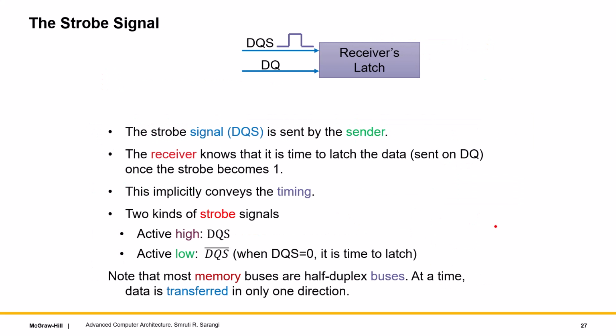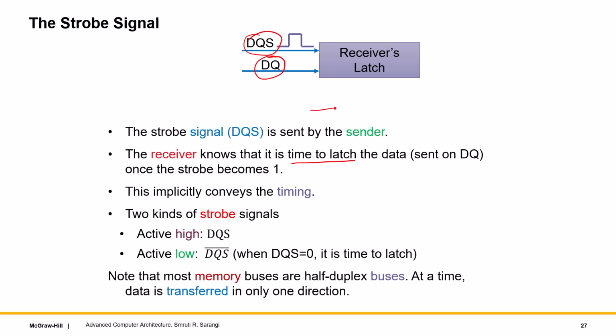Hence, we send the clock along with the data, or let's say some transition along with the data, such that the receiver can match the timing, and this timing signal is known as a strobe. If the data signal is DQ, then DQS is the strobe signal, and the strobe signal allows the receiver to synchronize its timing with the sender. This means that the data is latched in at exactly the right point of time, so the receiver would know when it is time to latch the data.